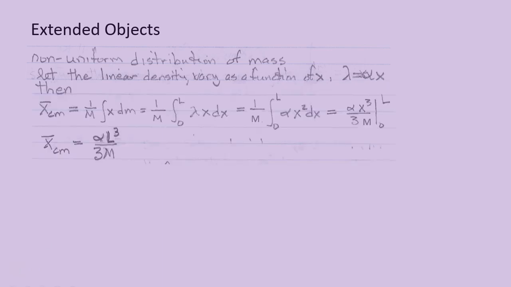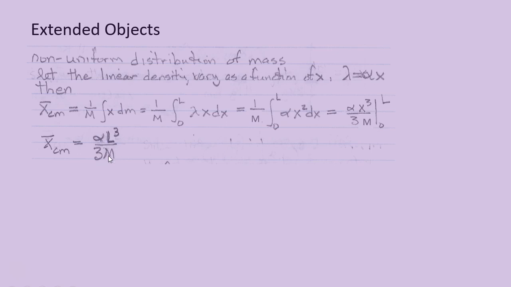Then we can go ahead and set up our general equation for the center of mass along the x-axis. We start with our equation, 1 over system mass, the integral x dm. We need to make a substitution for dm, that is lambda dx. We go ahead and solve this integral, and we wind up with the center of mass is equal to lambda L cubed, divided by 3m.